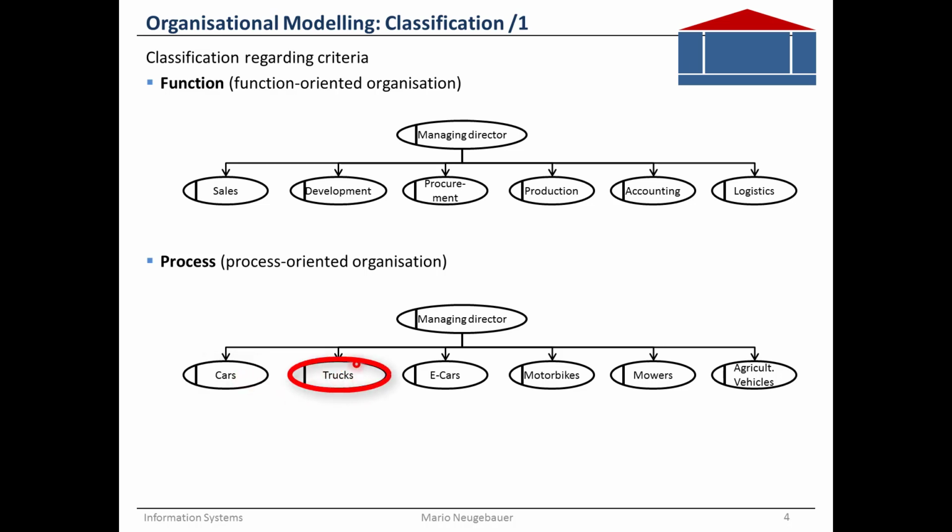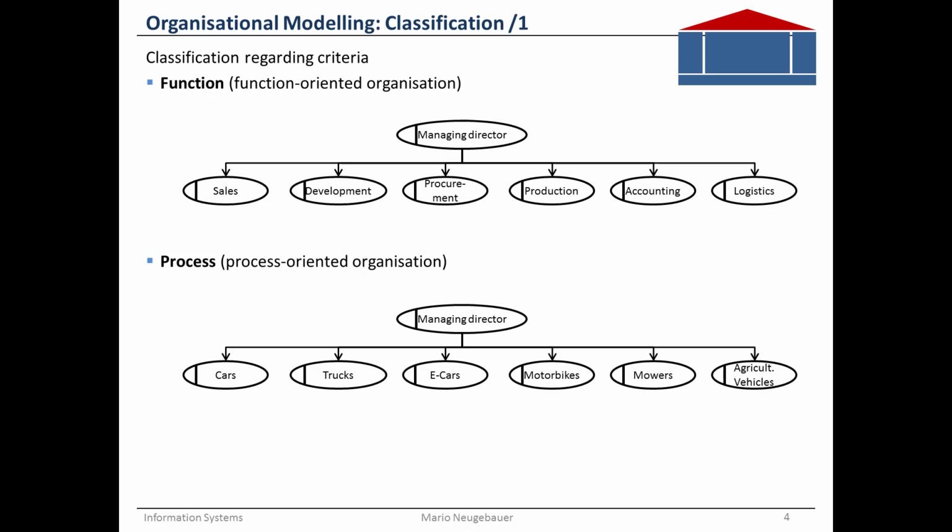Different from the processes for producing, selling, and procurement for trucks. And e-cars, again, different from motorbikes, different from mowers, and so on. So in this case, you would have a sales organization, for example, in each of these departments: a sales organization for cars, a sales organization for trucks, and so on. And again, with the production organizations for cars, production for trucks, production, and so on.